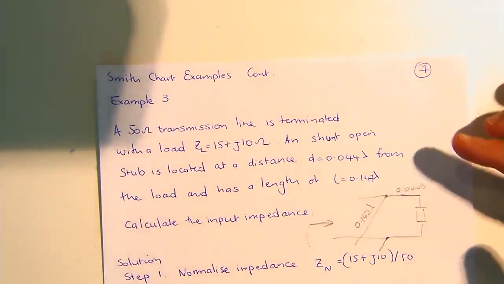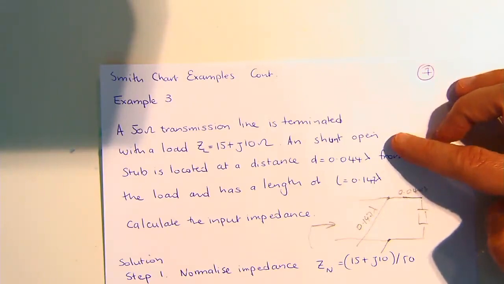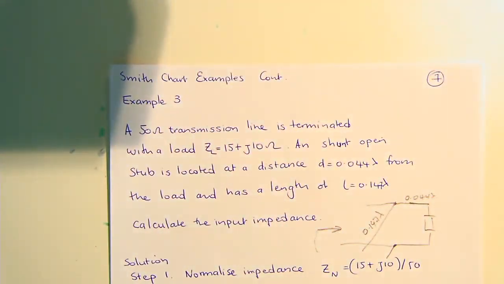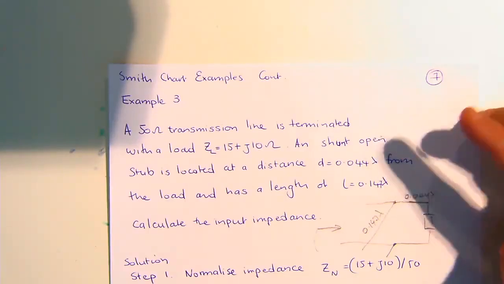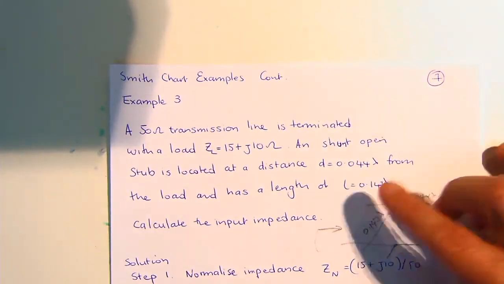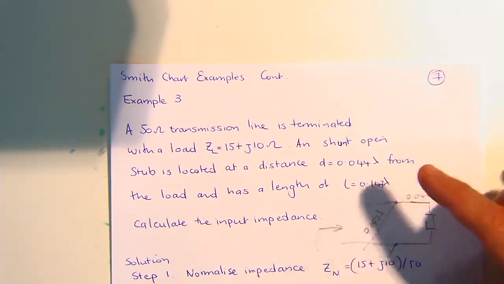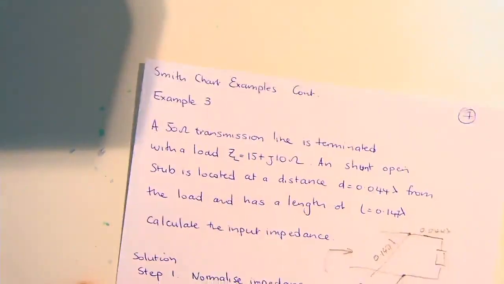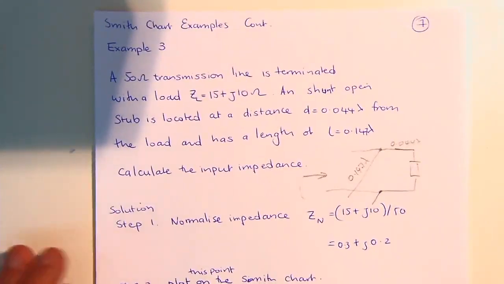Okay, so we've got a 50 ohm transmission line, and it's terminated with a load of 15 plus 10j ohms. And then I've got a shunt open stub, which is located at a distance, in this particular case 0.44 lambda from the load, and has a length of 0.147 lambda. And then I'm asking you to calculate the impedance. Can people tell me the steps? And don't just read it out. I mean, just explain to me the intuition, right? Because I can read too, and I actually wrote the notes. So, all right, what's the first step?